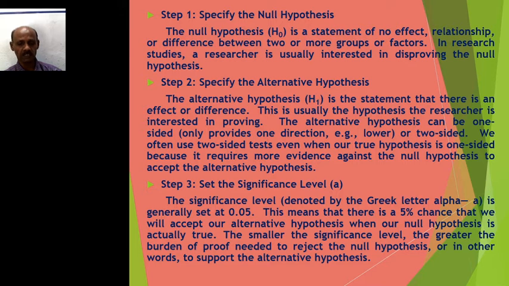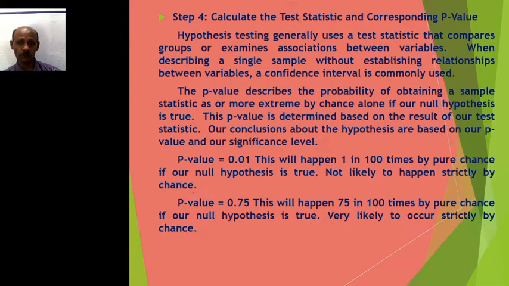Step 3. Set the significance level A or alpha. The significance level denoted by the Greek letter alpha is generally set as 0.05. This means that there is a chance of 5% that we will accept our alternative hypothesis when our null hypothesis is actually true. The smaller the significance level, the greater the burden of proof needed to reject the null hypothesis, or in other words, to support the alternative hypothesis.